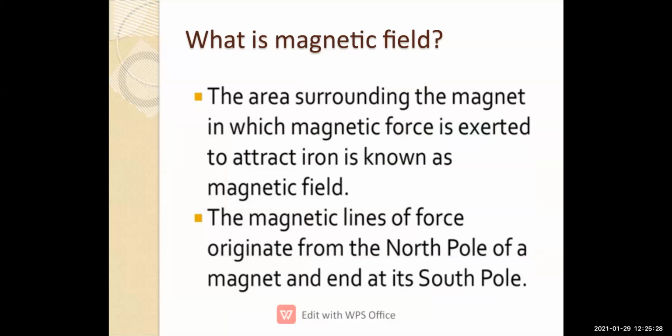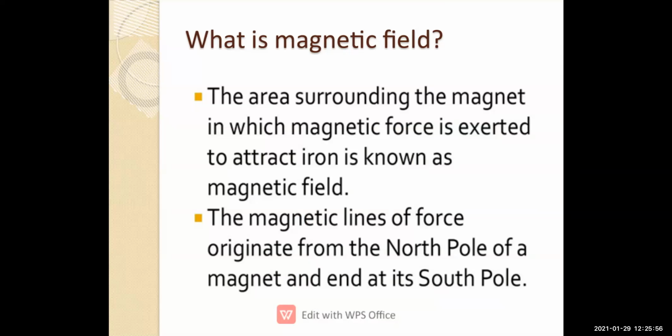Then what is meant by magnetic field? Now students, when you keep a bar magnet in the middle of a paper and you sprinkle some iron filings on the sides of the magnet, what will happen? The magnet will try to attract all the iron filings which are present around it. What will it do? It will try to attract.